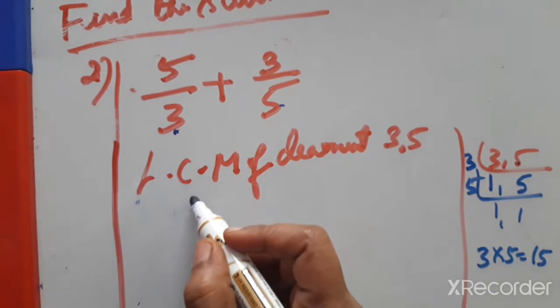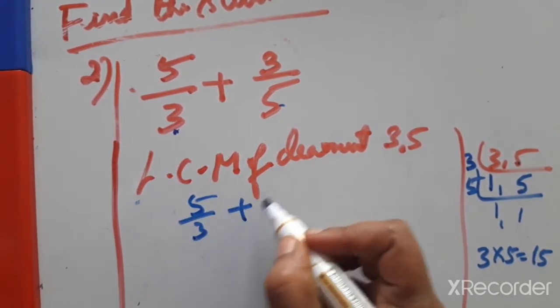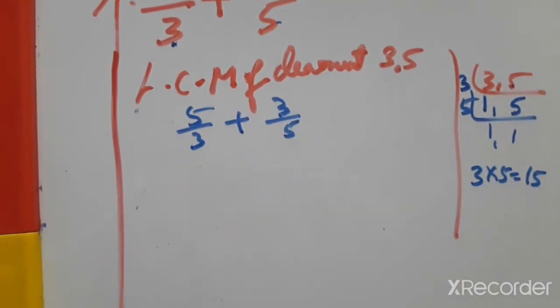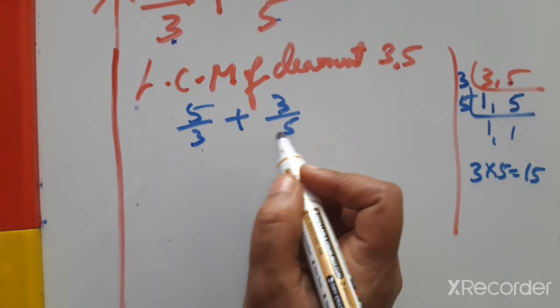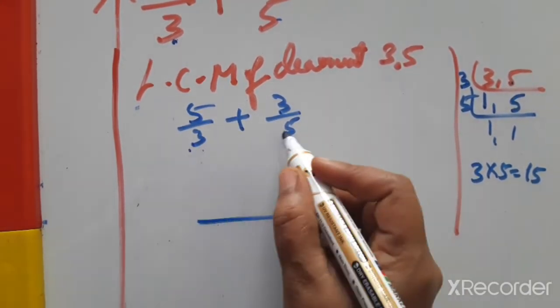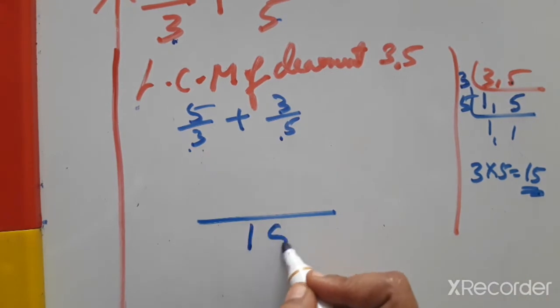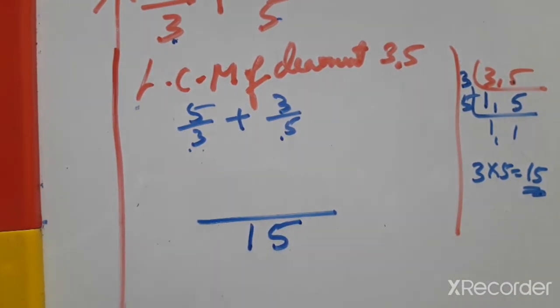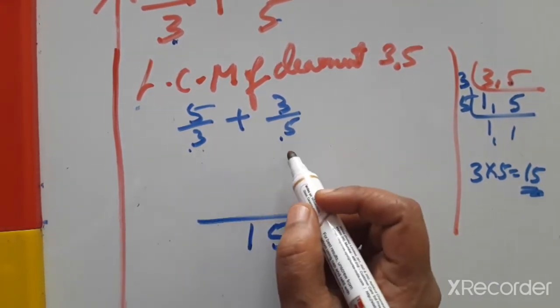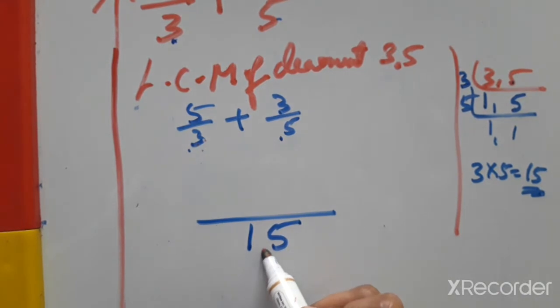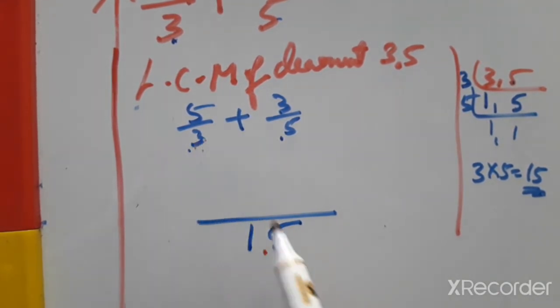So write the question as it is, 5 by 3 plus 3 by 5. Same question we write once again. The LCM of the denominators 3 and 5 is 15. Write 15 here, together. Now equalize the denominators into the LCM value.